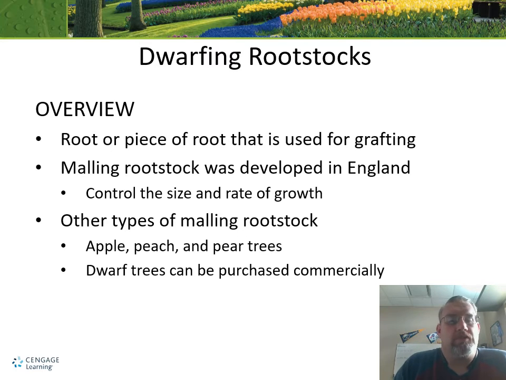So dwarfing rootstocks, this is when you can find these trees, and they're called dwarf fruit trees, and basically you take a graft or a piece of a root and you attach the desired plant to the top of it, and these will be designed to grow smaller or less elongation than a typical plant of the same variety.